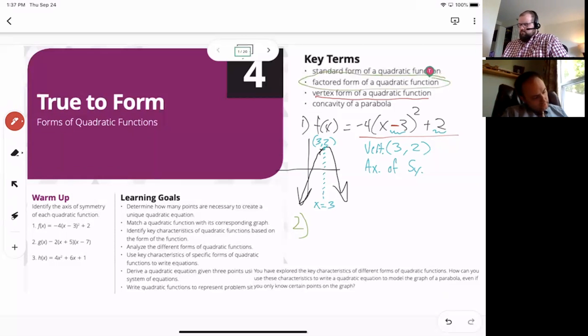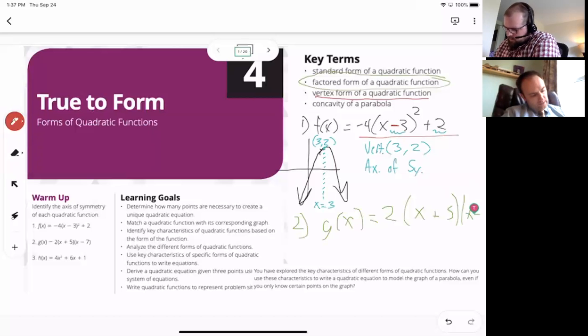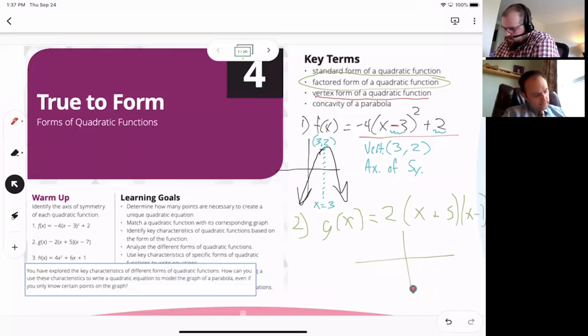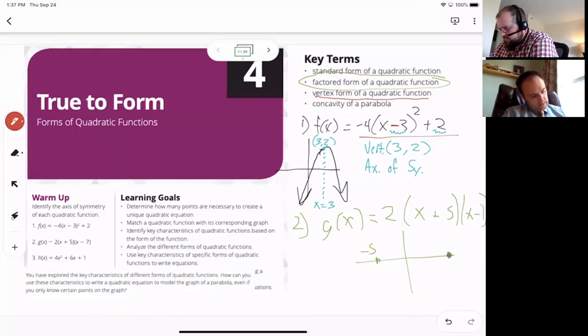If you think about that, g of x equals 2. I got confused because I couldn't see the bottom of the equal sign, so I didn't know if that was -2. So g of x equals -2 times (x plus 5) times (x minus 7). Well, if I think about what makes x plus 5 zero, that is -5. And if I think about what makes x minus 7 zero, that is 7. This is a parabola with a positive leading coefficient, so that's going to look something like this.